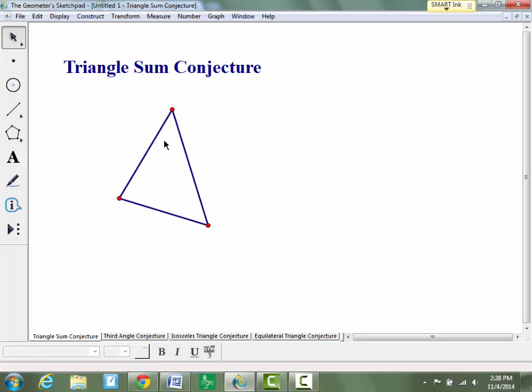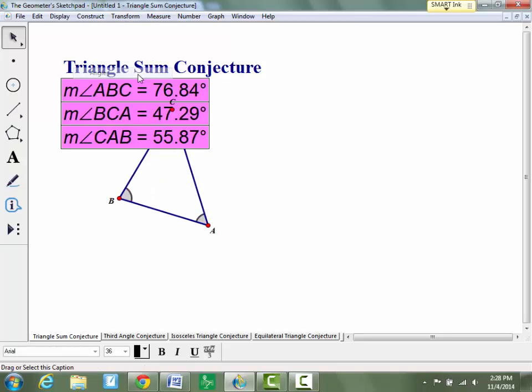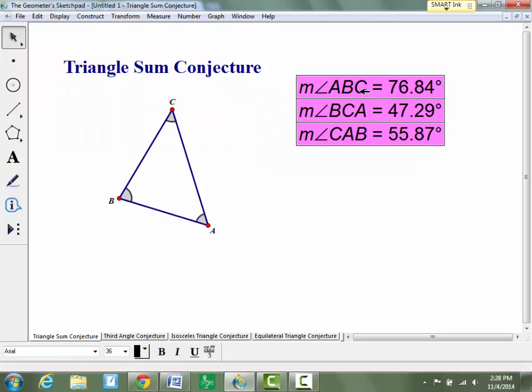What you're trying to show here is the sum of the three interior angles of a triangle add up to 180. So what you want to do is go ahead and mark all three interior angles. You can then click on those markers, choose measure angles, and you have the measurement for the three angles.